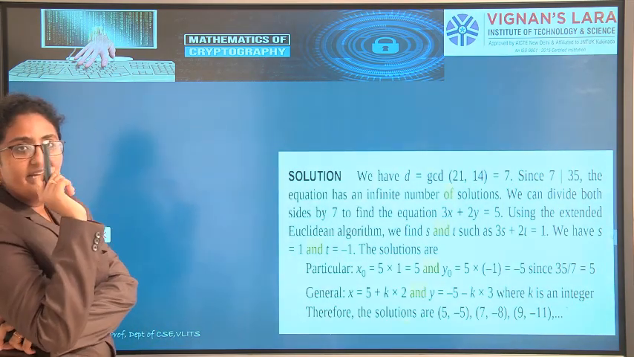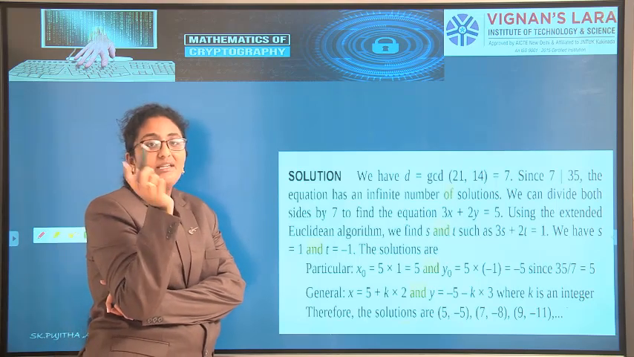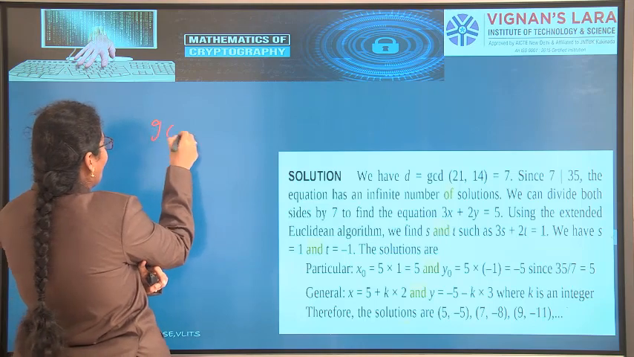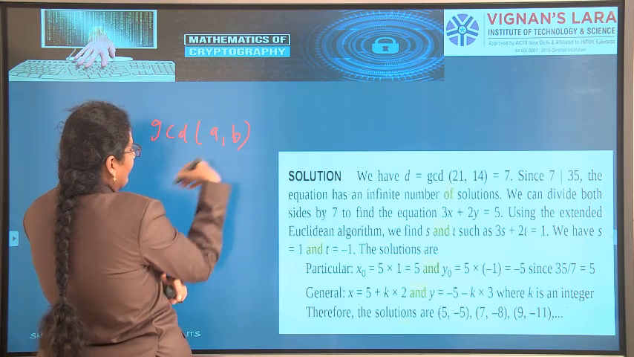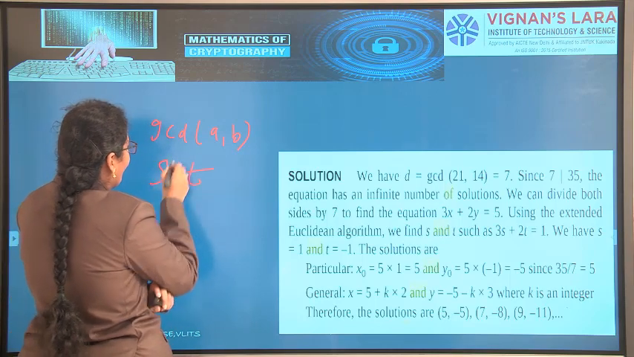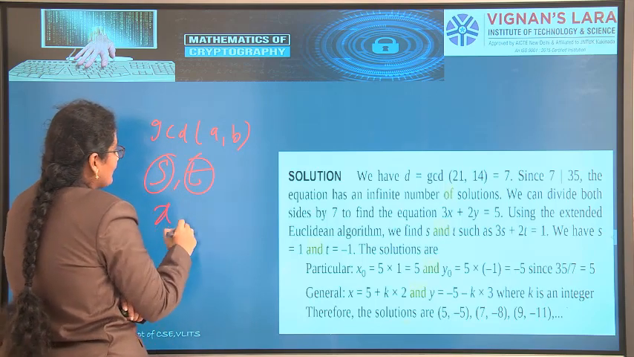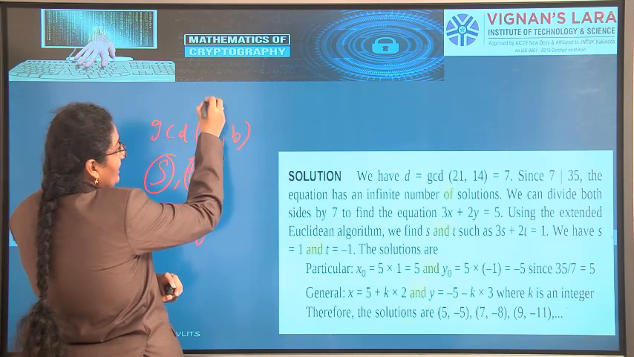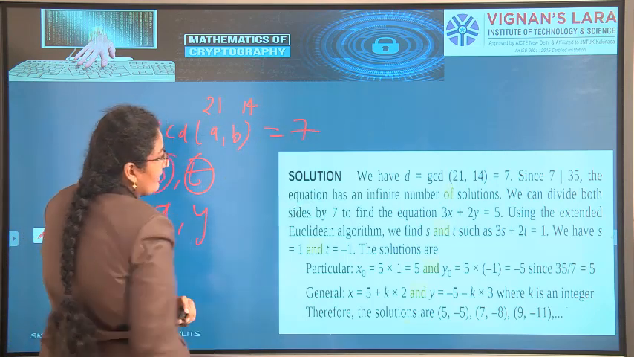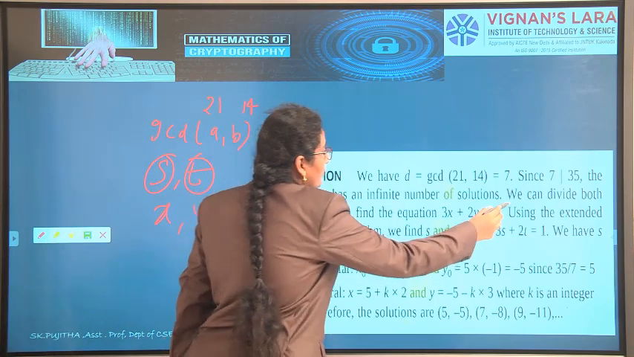First using Euclidean algorithm, next we are using extended Euclidean algorithm. Using Euclidean algorithm, you should find GCD of A comma B. Using extended Euclidean, you should find S comma T. Here S comma T are nothing but x comma y. And A, B are 21 and 14. The GCD will be 7. So till here you know.